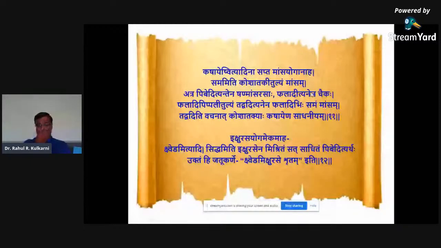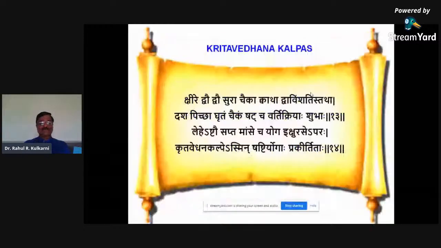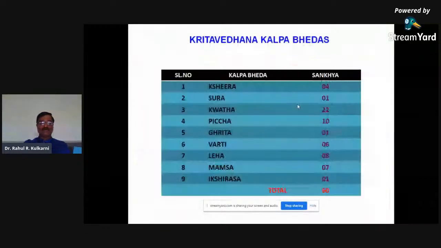So this is where the krutavedana kalpa sankhya has been said. Shire do sura chaikam kwatham dvadimshas tataha dasha pitcha grutam chaikam shashtam cha vartikriya. It goes on explaining the total number of kalpas, that is 60 kalpas have been explained with respect to krutavedana.